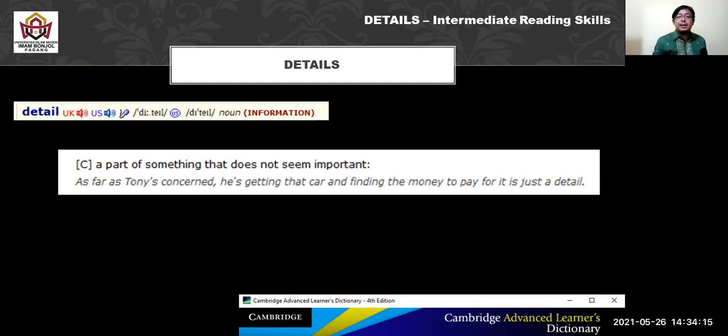Nah, itu disebut sebagai details. Okay, as far as Tony is concerned, sejauh yang diyakini oleh Tony, atau jadi perhatian Tony, he's getting that car, dia mendapatkan mobil tersebut, and finding the money, dan mendapatkan uangnya to pay for it, untuk membayar mobil tersebut, is just a detail. Hanya sebuah detail.